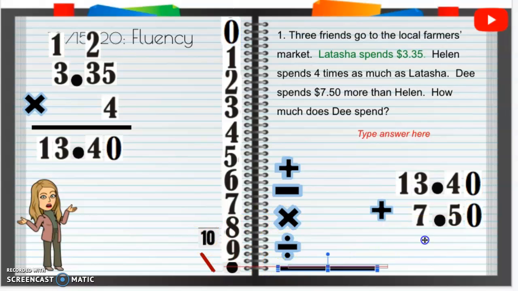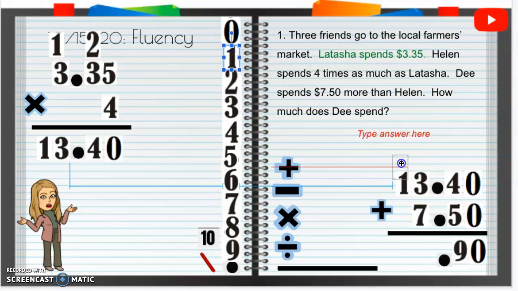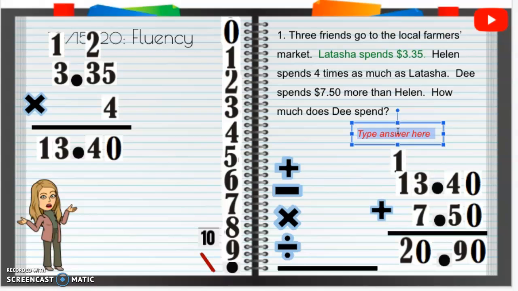All right, now when we add, 0 plus 0 is 0. 4 plus 5 is going to be 9. What do I do with that decimal? Drop it low. 3 plus 7 is going to be 10. So I'm going to carry that 1, drop that 0. 1 plus 1 is going to be 2. So 20 and 90 hundredths.